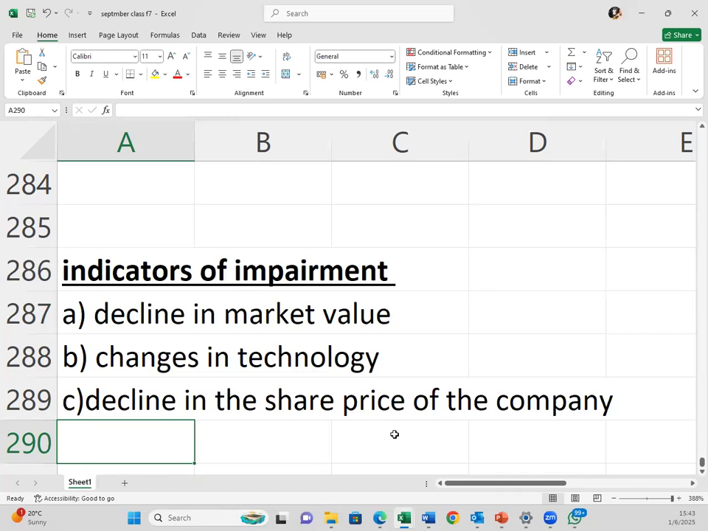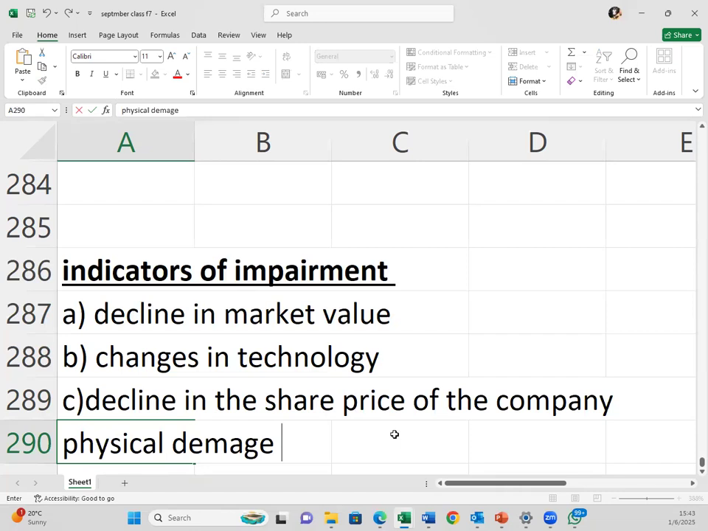Then also we have physical damage to the asset. So these are damages we can actually see on the asset.